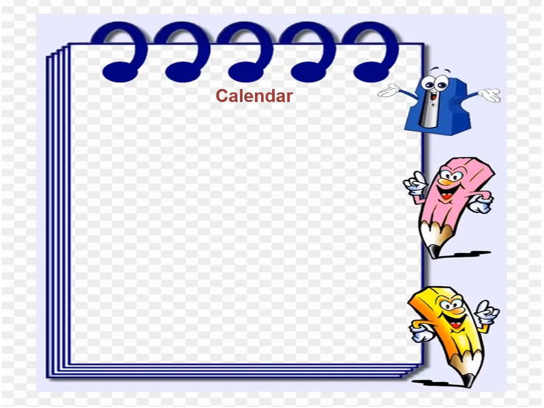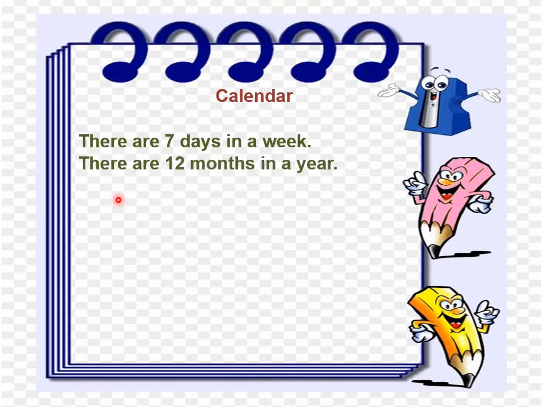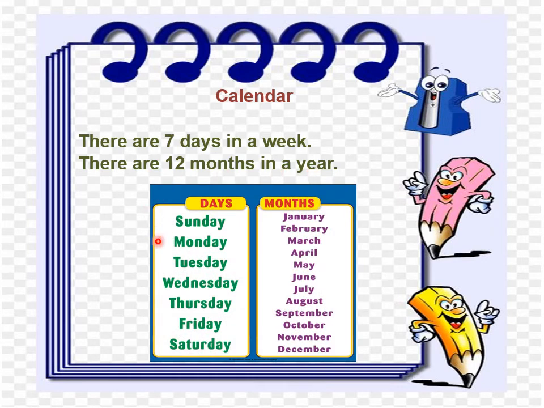So now we will see about the calendar. There are 7 days in a week and 12 months in a year. First we will see the days of the week: Sunday, Monday, Tuesday, Wednesday, Thursday, Friday, Saturday. And there are 12 months in a year: January, February, March, April, May, June, July, August, September, October, November, December.